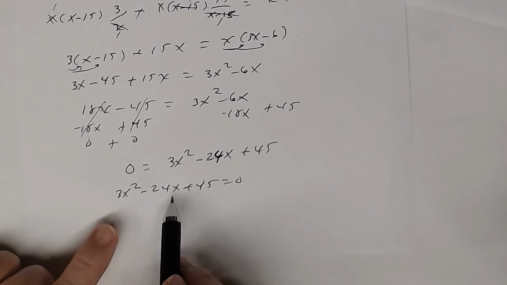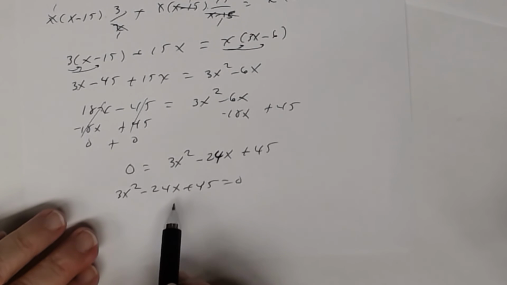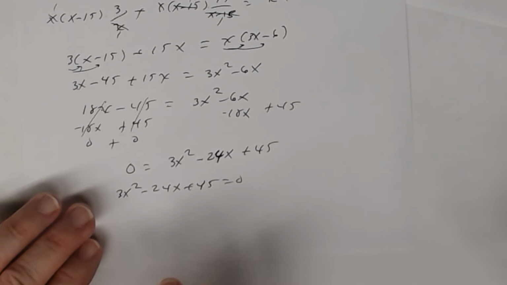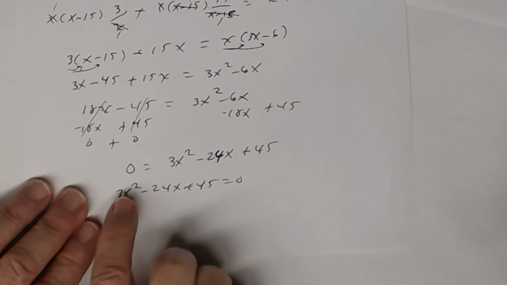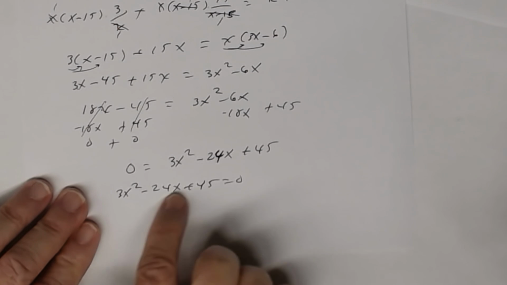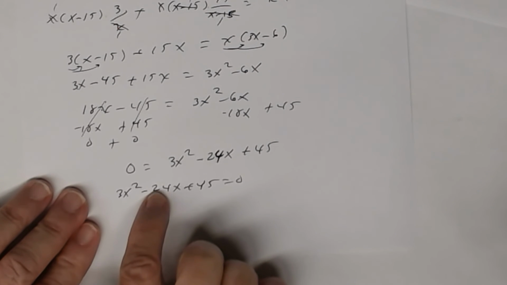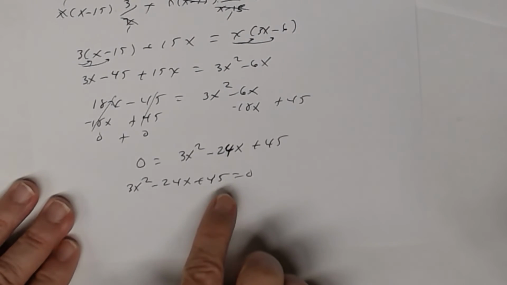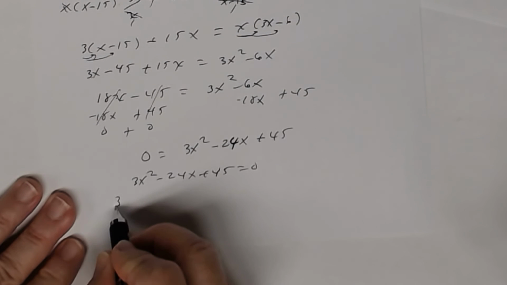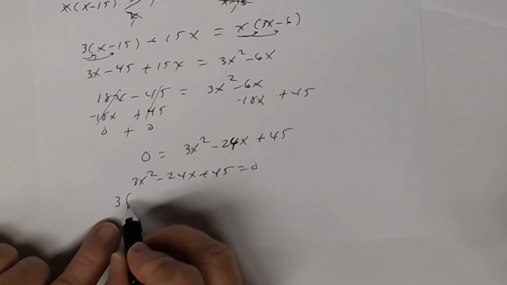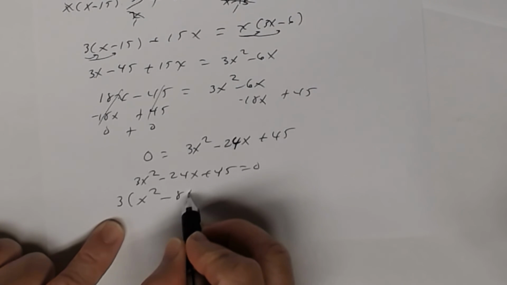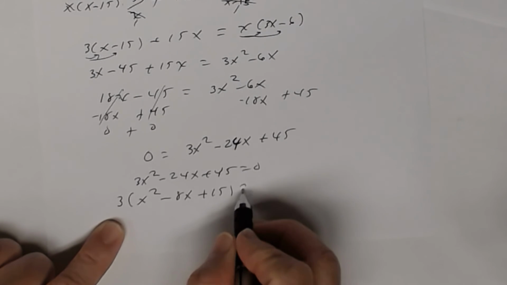Okay, so I need to factor this. So I can use the quadratic formula, or, since this one's factorable, you can factor this. But what I want you to notice is make it easy on yourself. Notice that each of those terms has a 3 in common. See that 3? Negative 24 is divisible by 3, and 45 is divisible by 3. So that means I can factor out a 3. And so that's going to make things a lot easier for me. So when I factor out a 3, I get 3 times x squared minus 8x plus 15 equals 0.